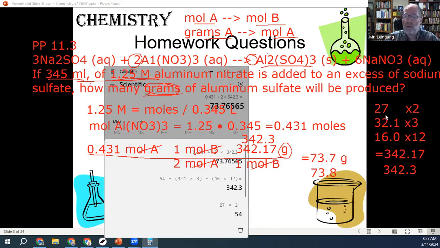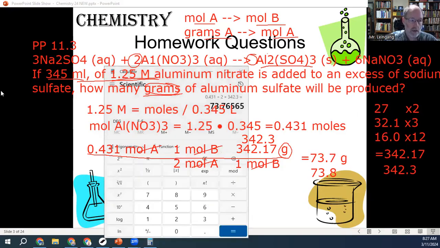Either way, the point here isn't a tenth of a gram, but do you know the process? The trick here is knowing that when you're given the volume and the molarity, from that you can calculate moles. And once you know moles, the rest of the problem should fall into place.